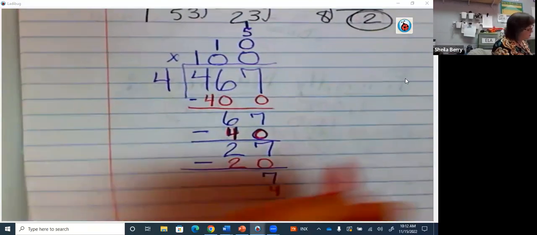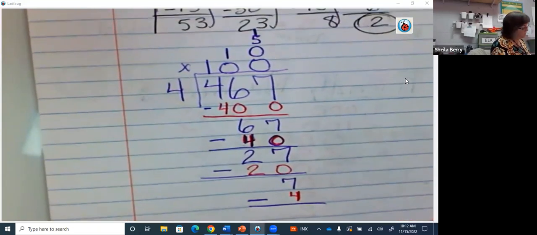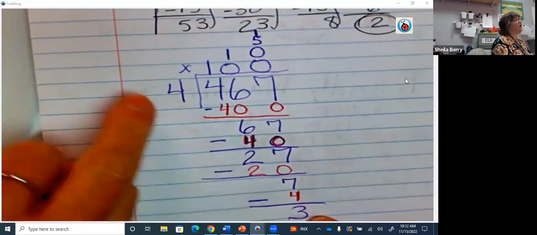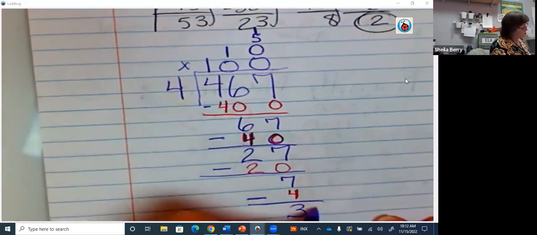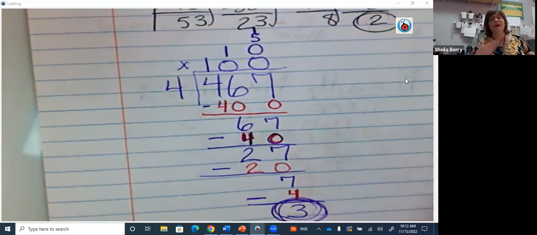And then I have to subtract. What is 7 take away 4? 3. Is 3 smaller than 4? Yes. So I'm going to circle this because that is what? Remainder. That's a remainder. That's what's left over.